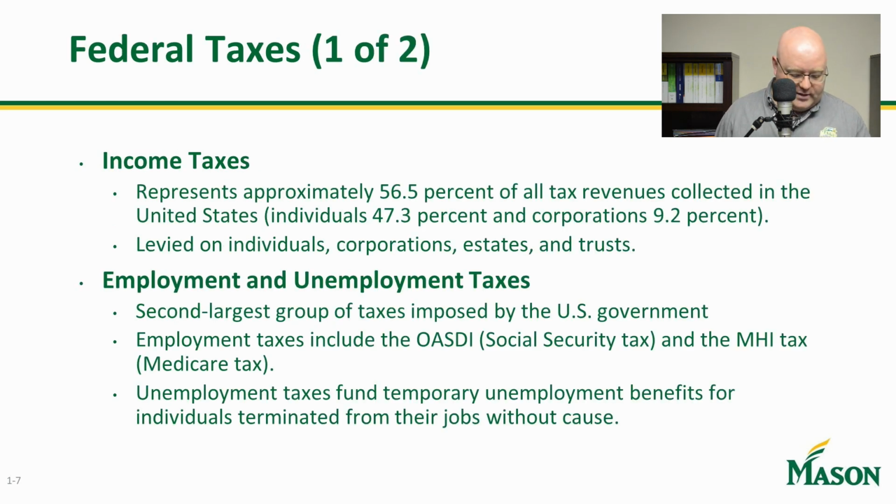And then you've got implicit taxes. I'm not going to talk about these too much. So federal taxes, income tax represents about 56.5% of all tax revenues collected by the United States. Individuals, 43.3%. Corporations, 9.2%. Wow, that doesn't seem fair, does it?